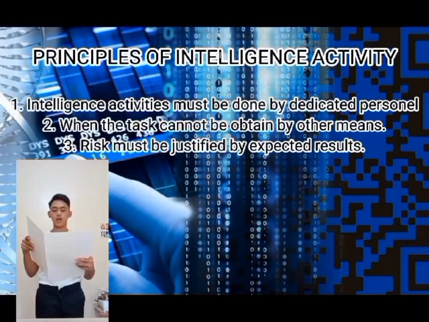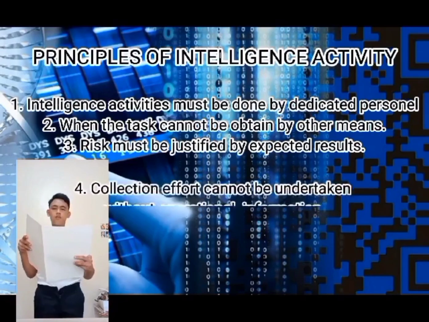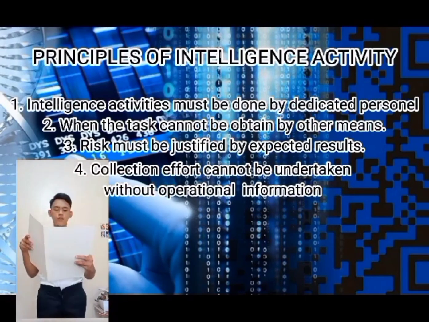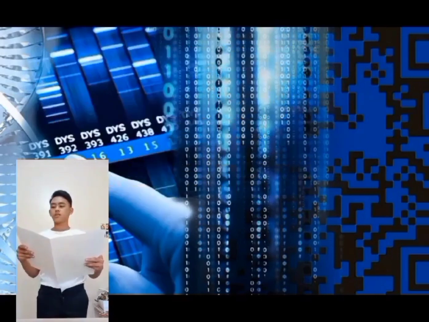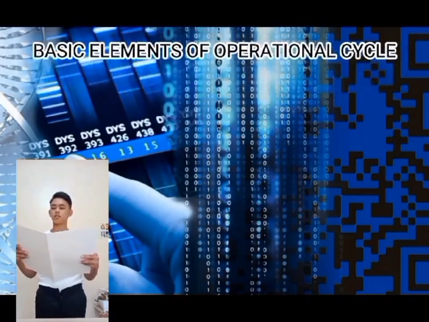1. Intelligence activities must be done by dedicated personnel. 2. When the task cannot be obtained by other means. 3. Risk must be justified by expected results. 4. Collection effort cannot be undertaken without operational information. These are the basic elements of the operational cycle.